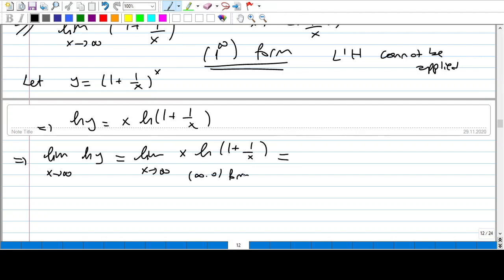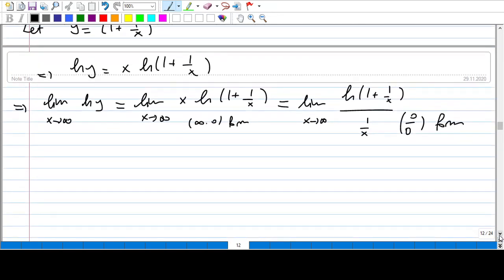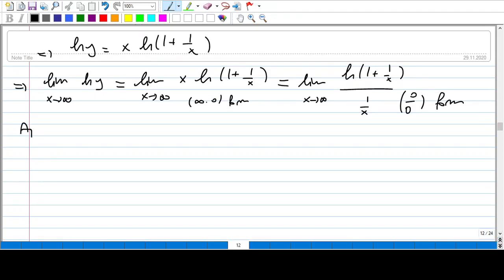But I can change it by reversing x in the following form: ln(1 plus 1 over x) over 1 over x. Now we have x going to infinity, of course, so the numerator will be 0 and the denominator will be 0. So this is the 0 over 0 form. Now I can apply L'Hopital.